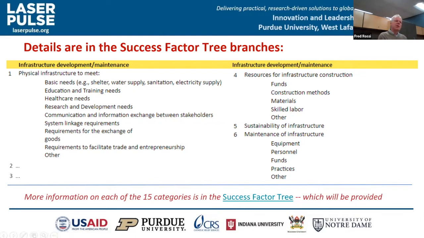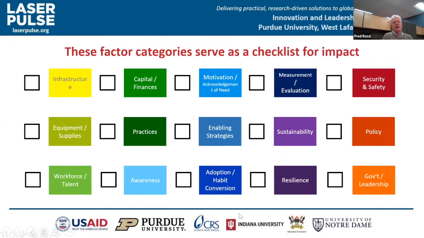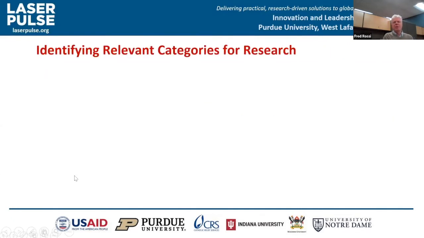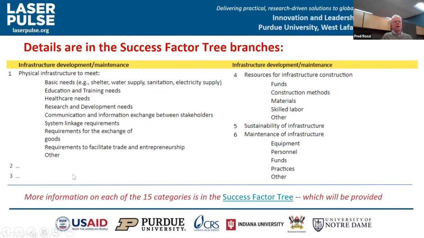Now, the thing to note is that each of these 15 success factor categories will have branches like these, and we will provide these in more detail. So a success factor tree is articulated for each one of these 15 categories, and that is provided in a PDF document, and we'll talk about that a little later. Okay, so we can go to the next slide.